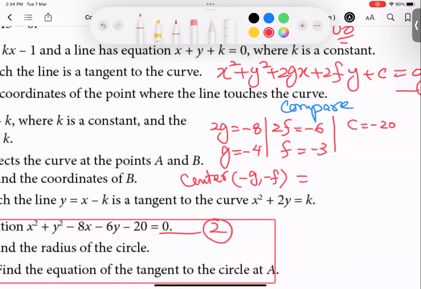So when I plug in the center, this -4 goes in the place of g, so this minus and minus gives plus, so 4. And this -3 goes there, same story, so it gives you 3. So the center is (4, 3).